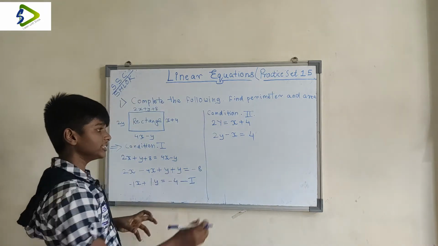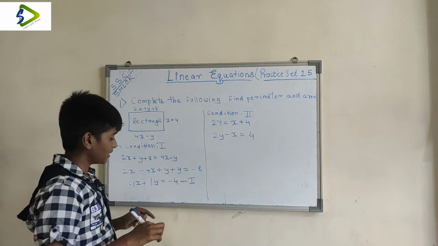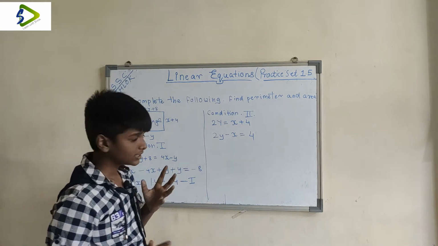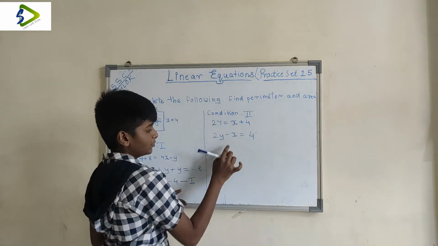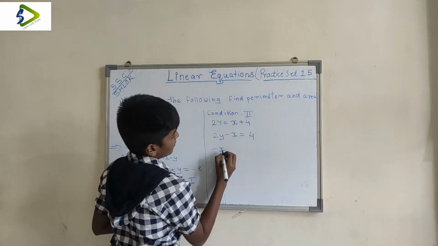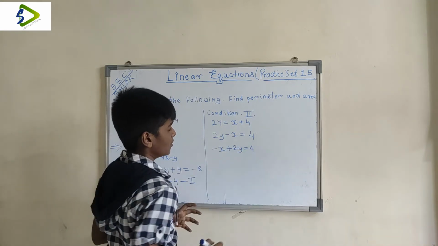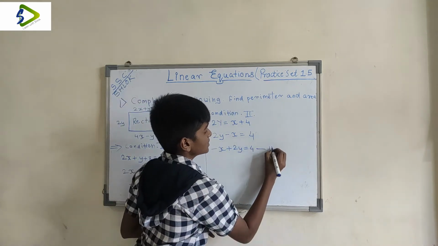Now I have written it in yx form. I want it in xy form because here we have written first x and then y. I also wanted this in this form, so you can take x to this side and y to this side, it just remains the same. Minus x plus 2y is equal to 4, and let's write this as the second equation.